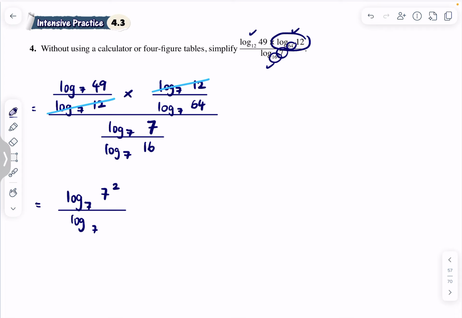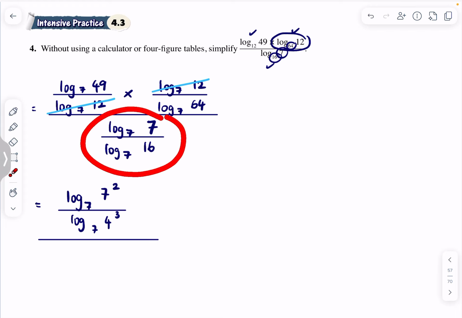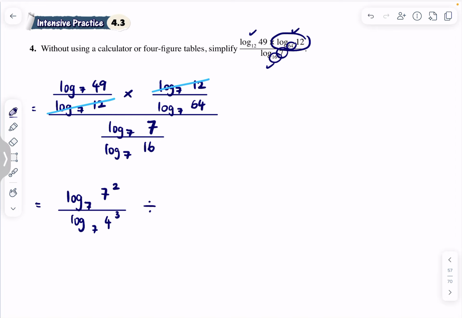Log 7, 64, we can write it as 4 cube. Then this whole thing over this, right? So instead of writing over, we can just write it as divide. So divide this whole thing. I can say log 7, 7 over log 7, 16 will be 4 square.